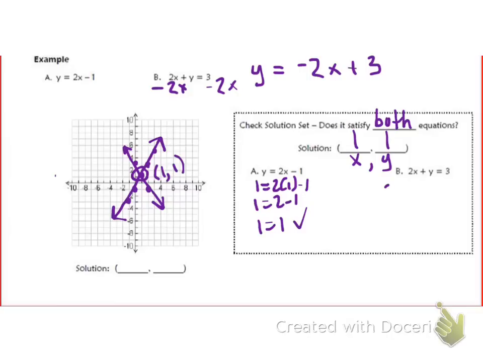So let's try B. 2 times 1 plus 1 equals 3. 2 plus 1 equals 3. 3 equals 3. That also is a true statement. So our solution of 1, 1 does in fact satisfy both of our equations in the system. So our official solution is 1, 1.